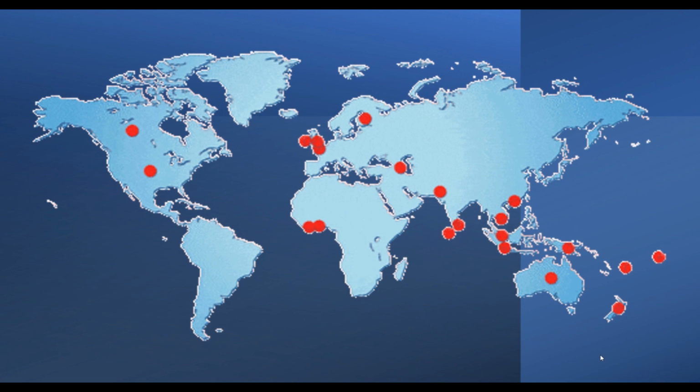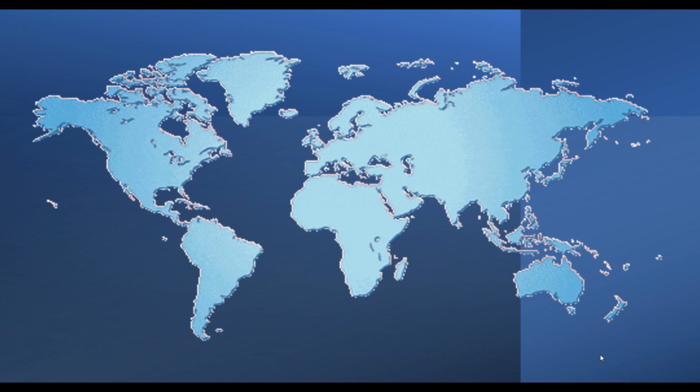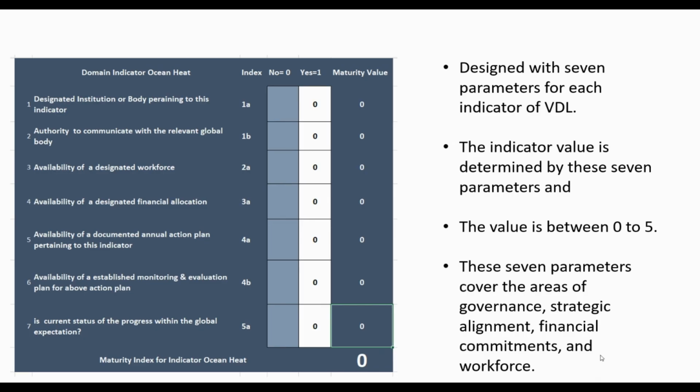Data should be entered at the country level for each indicator, which can be summarized at the regional and global levels. The average of individual indicators determines the value of individual vital determinants of life. The data entry form is designed based on seven parameters. These parameters represent governance, strategic alignment, financial commitments, and the workforce of the representative country. The final score for the indicator is between 0 to 5.